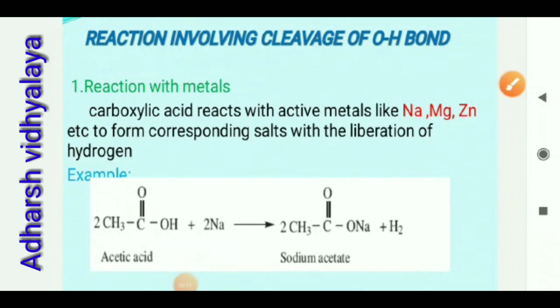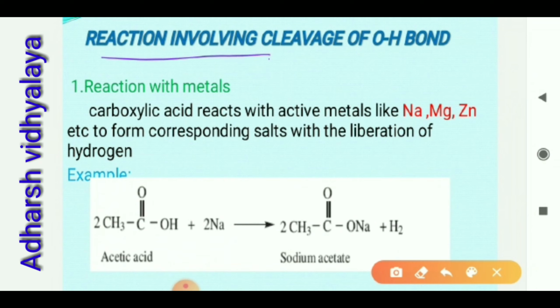Here first we are going to see reactions involving the cleavage of the oxygen and hydrogen bond. Oxygen is more electronegative than hydrogen. Acids are those which can donate H+. Right? Here carboxylic acid reacts with active metals. First we are going to discuss the reaction with metals, how carboxylic acids react with metals.